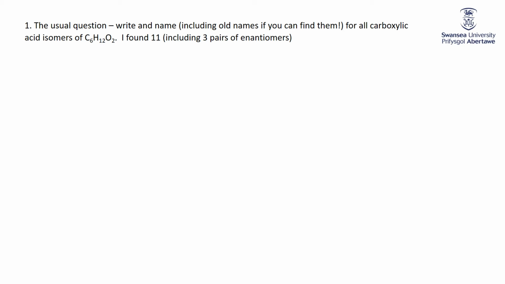So usual question with the twist, because I don't just want the new name, I want you to find some old names. As we said in the movie, carboxylic acids, more than any other class of compounds, have tons and tons of old fun names. So find a few. So C6H12O2 is the first isomer. It's going to be the one based on a 6-carbon chain. Only one way to do that, with the acid group at the end of the chain, so hexanoic acid.